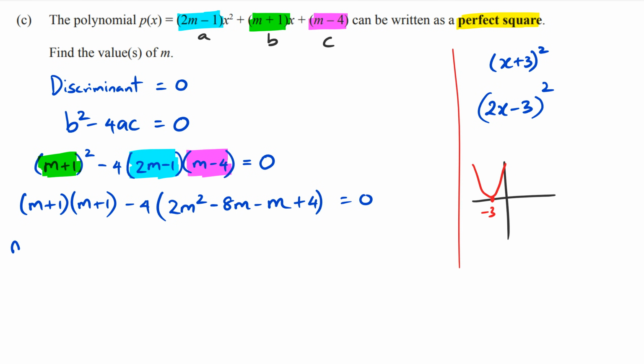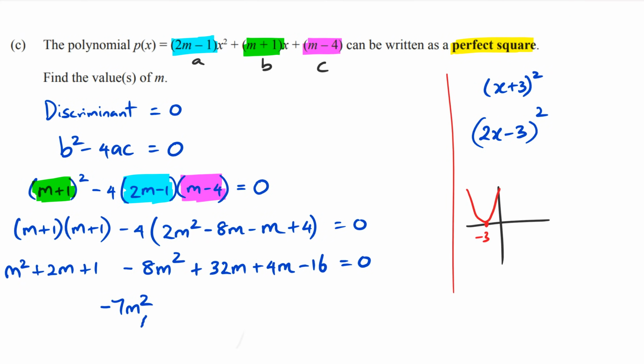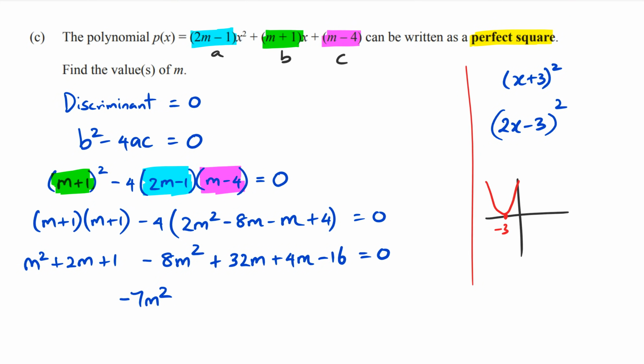Now m plus 1 squared just becomes m squared plus 2m plus 1. And I've got minus 8m squared plus 32m plus 4m, minus 16 equals 0. Simplifying this, now we've got negative 7m squared. I've got 32, 4, and 2, which ends up being plus 38m. And we've got negative 16 plus 1, which is negative 15, equals 0.